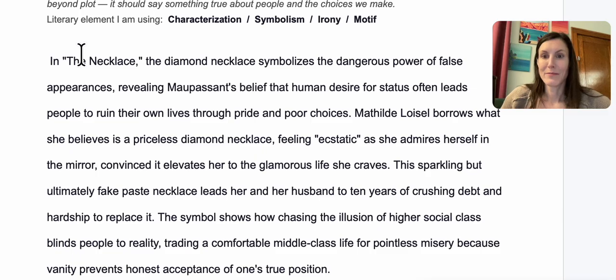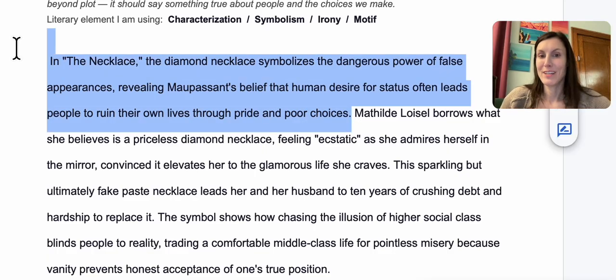For this one, we have the necklace symbolizes the dangerous power of false appearances, revealing Maupassant's belief that human desire for status often leads people to ruin their own lives through pride and poor choices. That could definitely be our Matilda here, borrowing the necklace, not saying anything. You could say that was the husband's pride, to not want to say that it was lost. He kind of plays a role in that too. We don't know, because if they would have just been honest and told Madame Forrester that they lost the necklace, they would have saved 10 years of financial hardship.